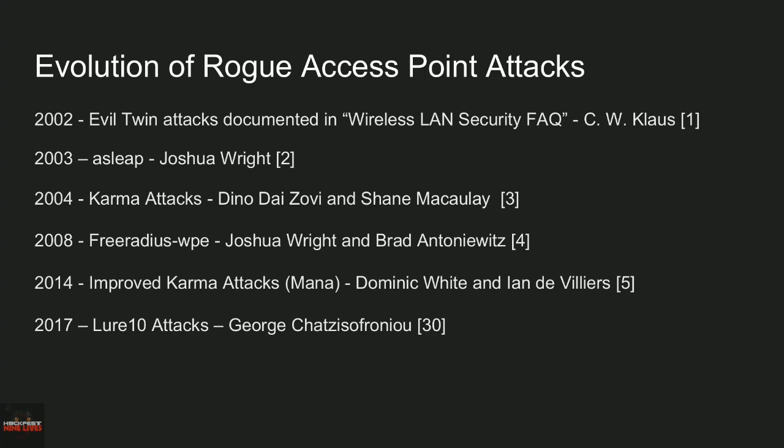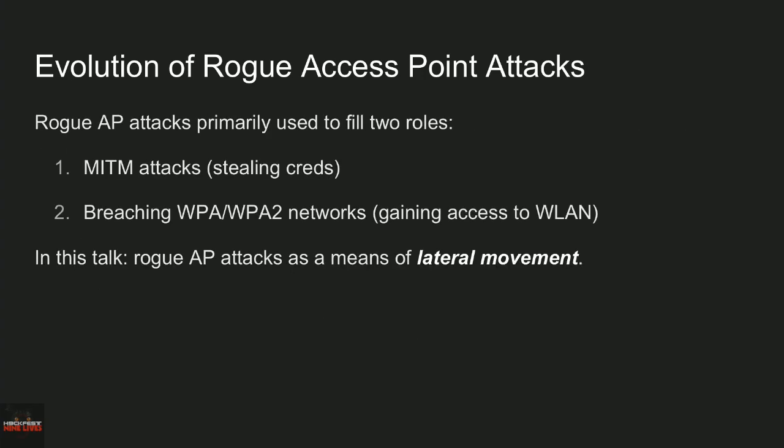Then fast forward a bit to 2014. By this point, Karma attacks had become significantly less effective. So two really awesome researchers, Dominic White and Ian de Villiers, figured out how to improve this and get back to square one, making it a really effective attack again. And finally, in 2017, very recently, we have the Lure10 attack, which targets Wi-Fi Sense, which is used by Windows. One thing that this evolution of rogue AP attacks has in common is that they primarily fall into one of two roles: man-in-the-middle attacks for stealing credentials, and breaching WPA2 networks to gain access to the wireless network. We're going to do something a little bit different in this talk today, and that's using rogue AP attacks as a means of lateral movement.